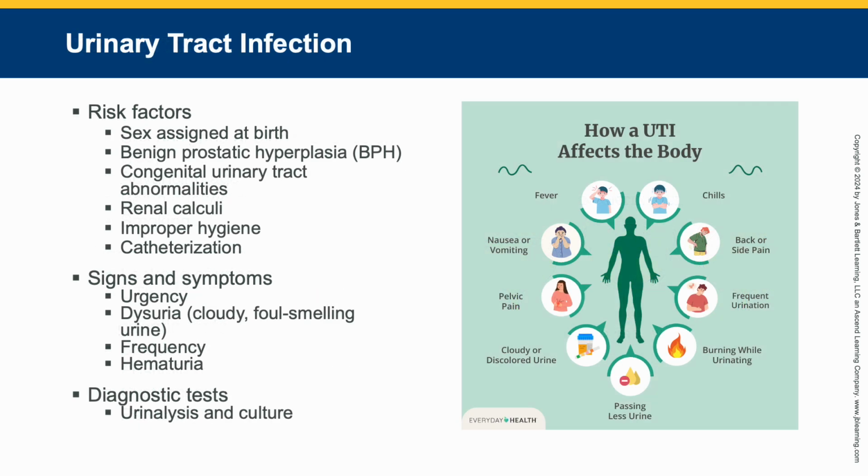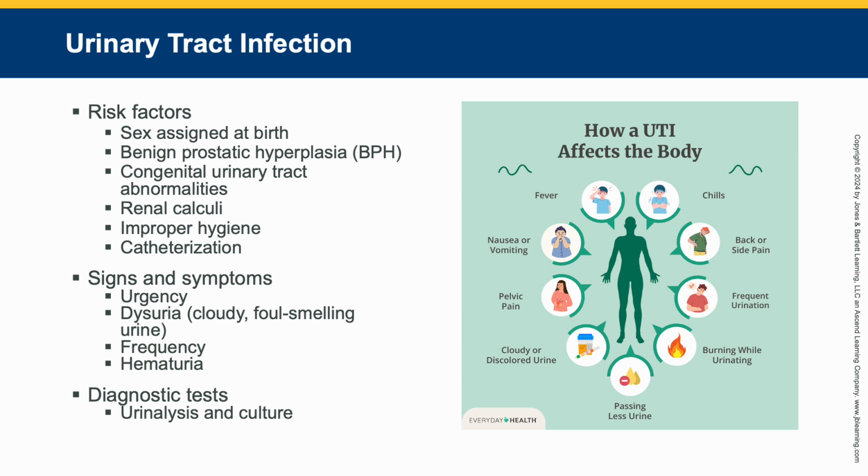The second one is UTIs, and while quite common, UTIs are more common in females than males, so sex assigned at birth does increase the risk. Most UTIs we know are from E. coli, and so women are more prone due to the shorter length of the urethra and the proximity of that to the anus. Men with benign prostatic hyperplasia, BPH, are at risk because they retain urine. So again, that's a risk factor for males.